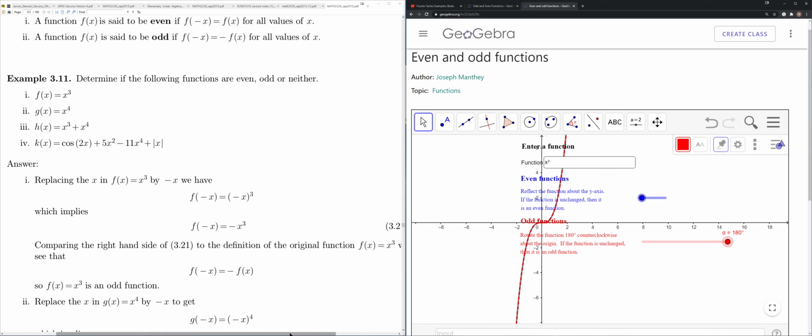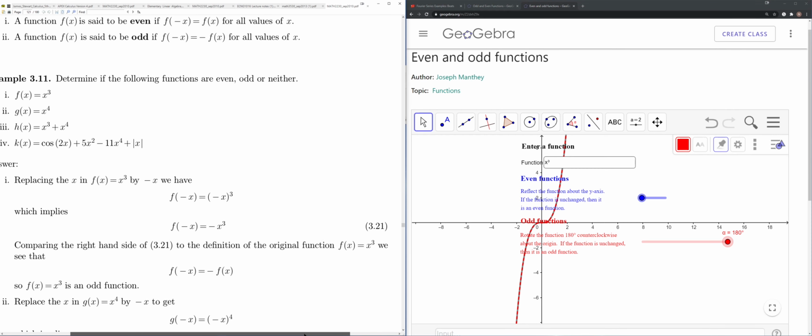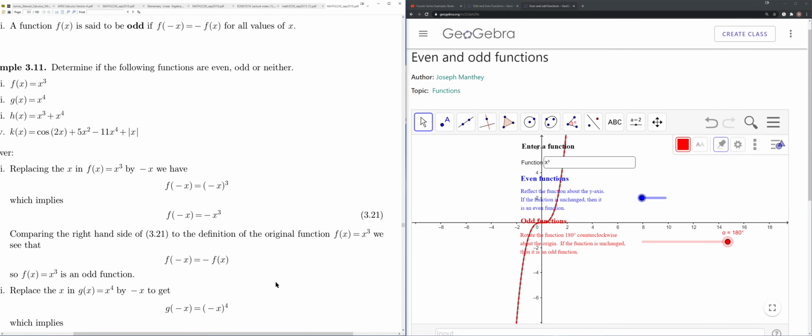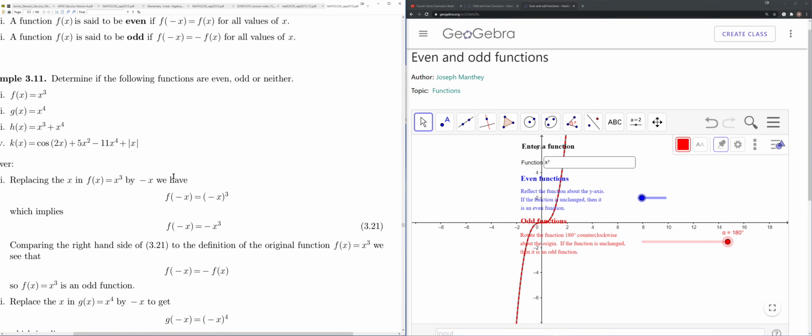Now notice that f of x is equal to x cubed. So what I see is that f of minus x, which is equal to minus x cubed, and x cubed is equal to f of x, means f of minus x is equal to minus f of x. So that is the next way of checking, not graphically, that this function is an odd function.